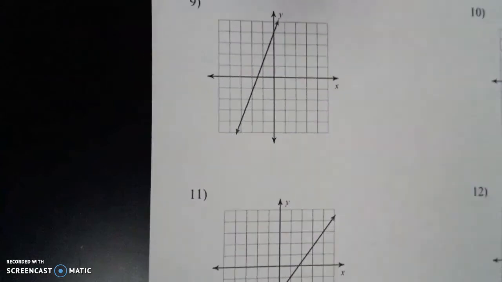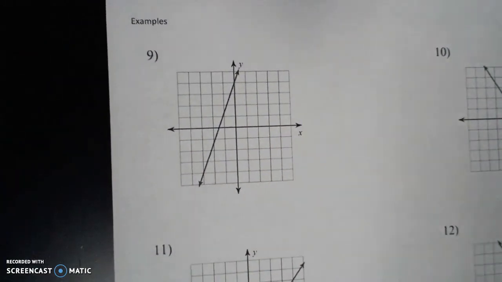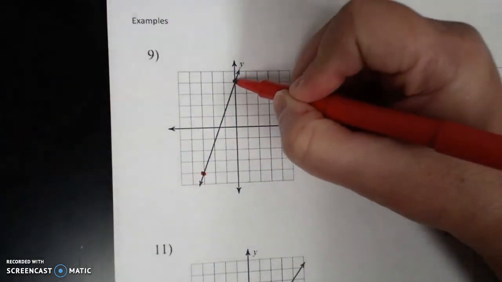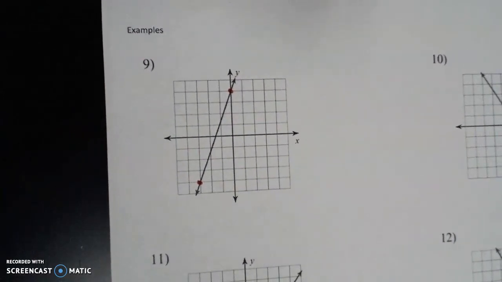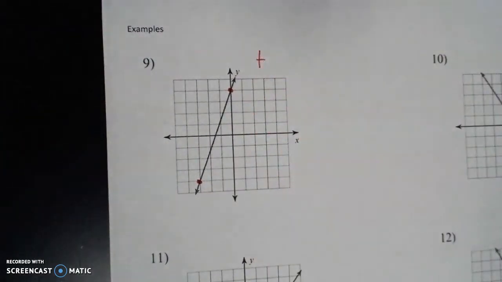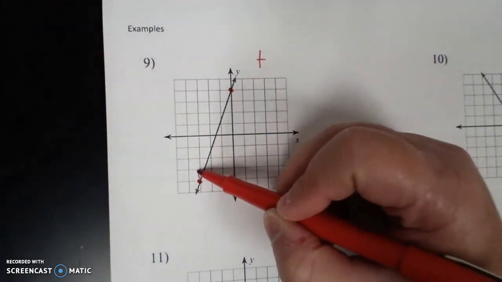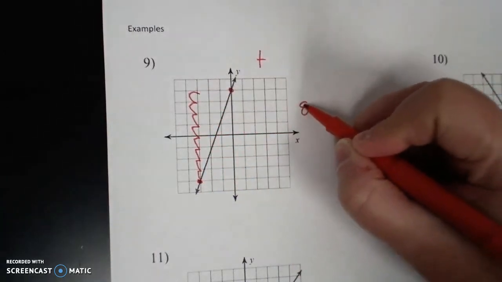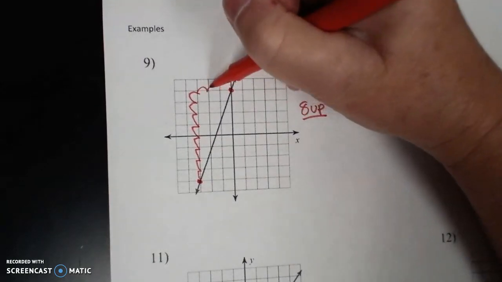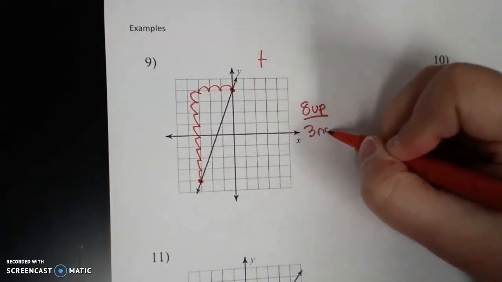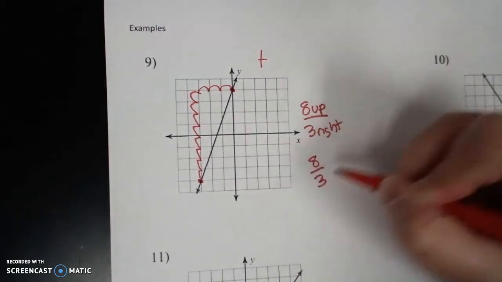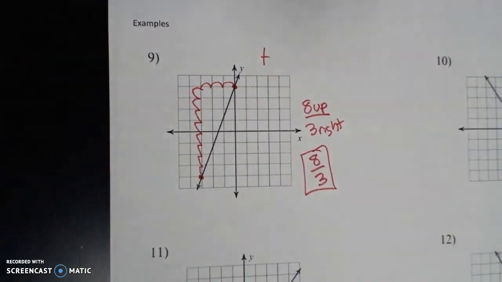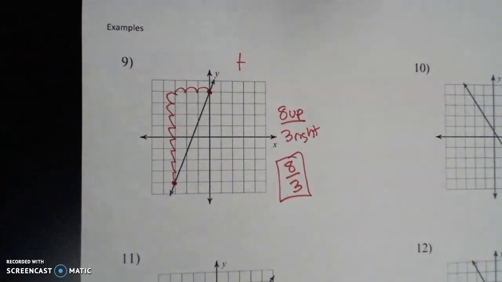I'm going to do 4 examples. Okay, I'm going to pick this point right here and this point right here. And first I'm going to say, ooh, that's a positive slope. And I'm going to go 1, 2, 3, 4, 5, 6, 7, 8 up. 1, 2, 3 right. So that is 8/3. And that would be your answer. You do not change it to a decimal. You do not change it to a big number.